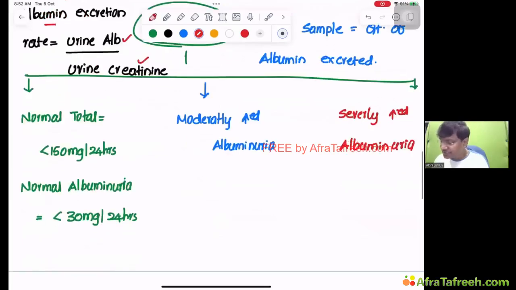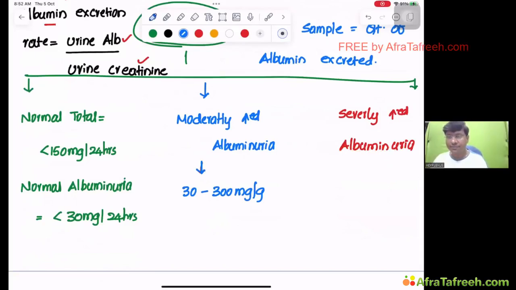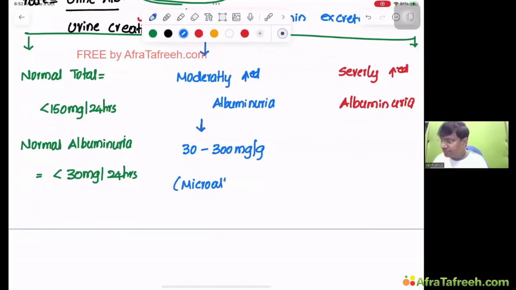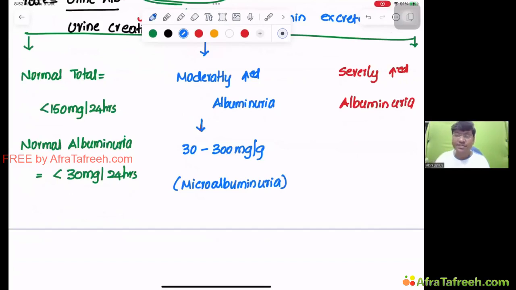So if your albumin excretion rate is 30 to 300 milligram per gram, that is called moderately increased albuminuria. These patients were previously considered as microalbuminuria. So microalbuminuria is where the quantity of albumin excreted is 30 to 300 milligrams per 24 hours. This was the previous description. But now we are using it as moderately increased albuminuria.